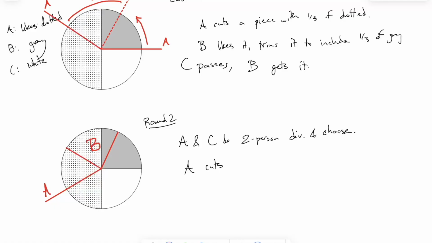A makes that cut, and now we have sort of a smaller piece and a larger piece, and C gets to pick. Which piece will C pick? The big one, yeah, because that has all the white in it. So A cuts, C picks, C chooses this one down here, all right, the big piece. And then A gets the other one. That's how the two-person method works. A cuts, C chooses, A takes the leftover piece. That's this one over here.